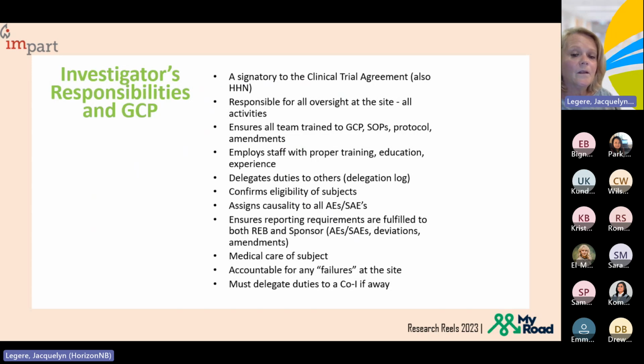They have the responsibility for the medical care of the participant, and they also are accountable for any failures at the site. So if anything happens, if anything goes wrong, if anything wasn't reported, they ultimately have that responsibility for the trial conduct at the site. And they must have co-Is, a co-investigator, so another physician, should there be an absence, if they wanted to go away or something, somebody medically has to have oversight of participants in the study.